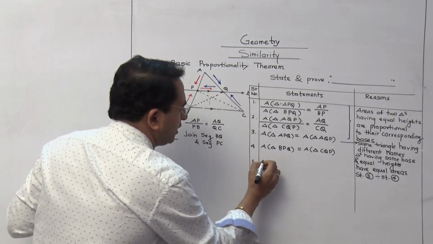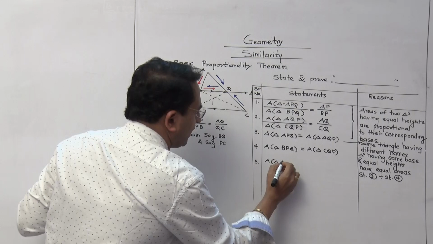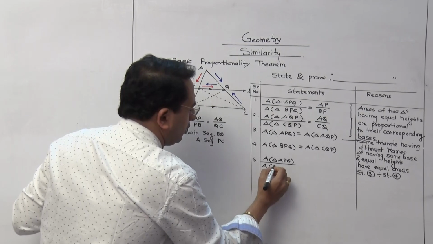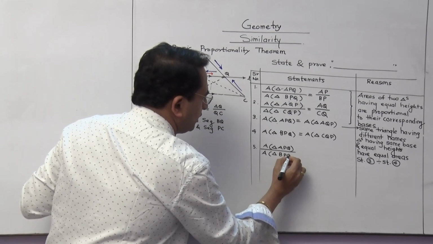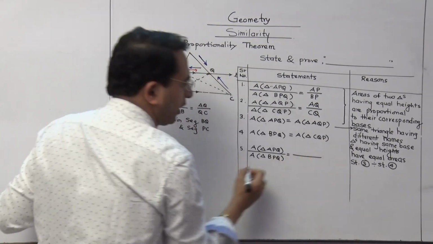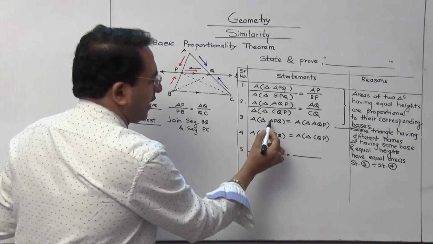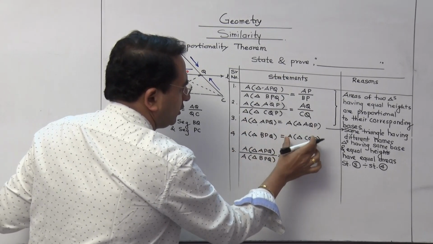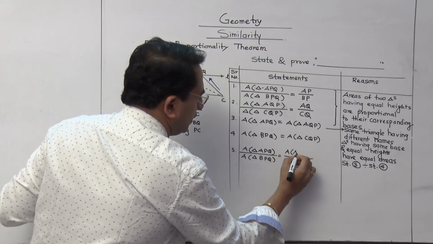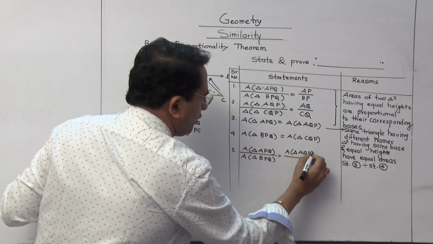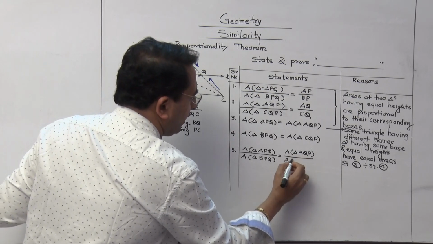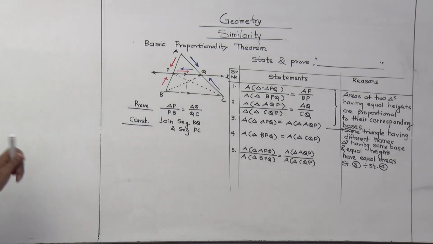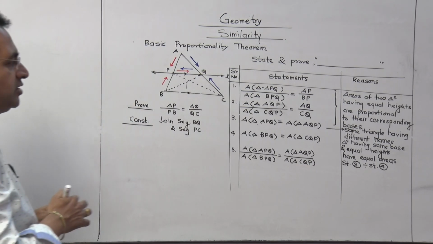So what happens? We can write area of triangle APQ divided by area of triangle BPQ, that is equal to, what should you write? Area of triangle APQ upon area of triangle BPQ. Left hand sides are divided. Similarly, you write the right hand sides also, that is area of triangle AQP upon area of triangle CQP. Correct?